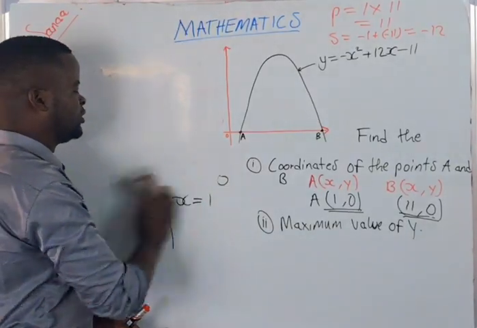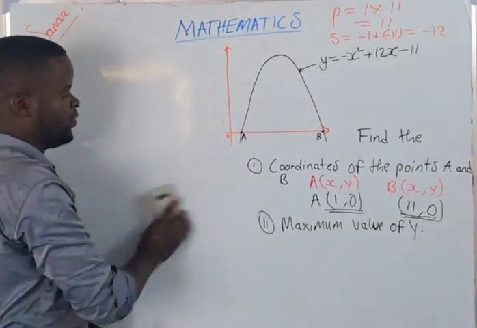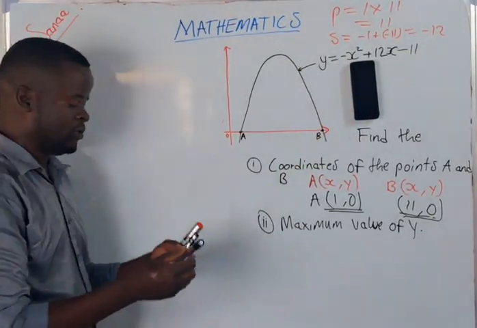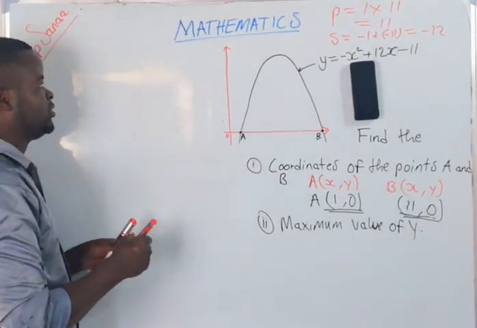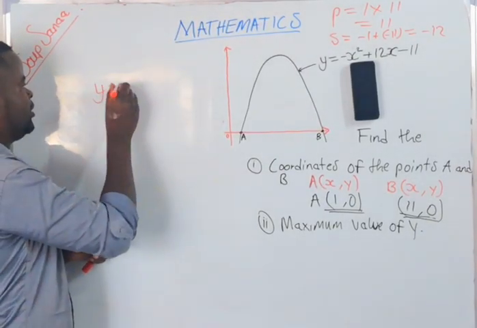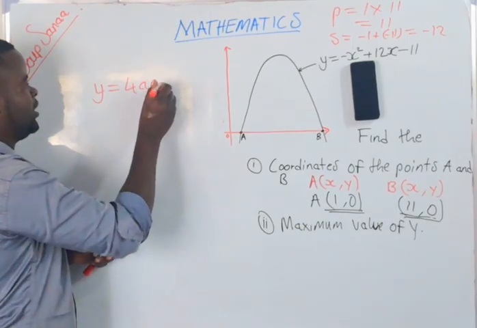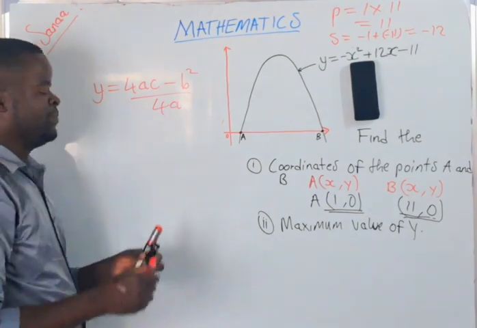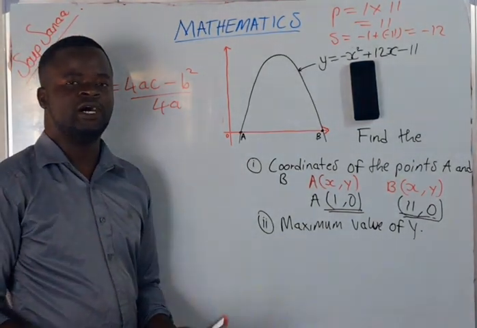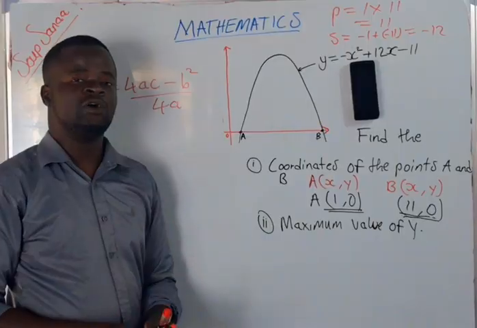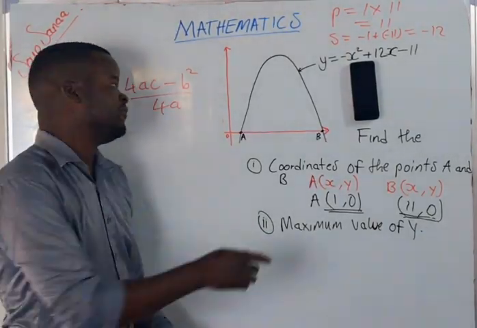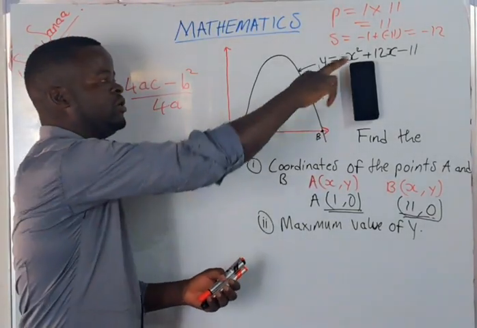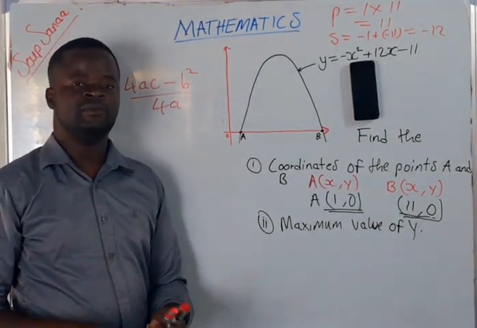So let's proceed to the next question. The next question is asking us to find the maximum value of y. How are we going to get the maximum value of y? We can use two methods. We can just say y is equal to 4ac minus b squared over 4a. This formula can help us to find the maximum value of y. Or the other method, we can find the equation of the line of symmetry, then use the x value to plug into the equation which we are given. We can also get the maximum value of y.